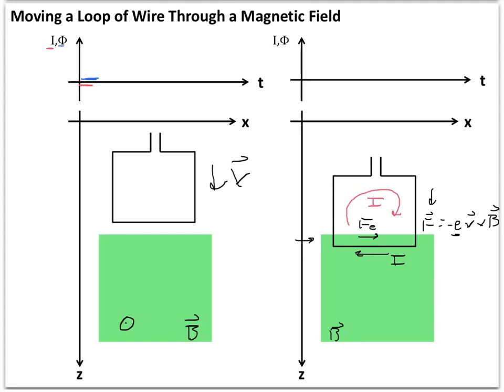So if we go ahead and plot the flux, we had 0 flux before we entered the loop, but now our flux begins to increase at a steady pace because our velocity essentially is constant, and so the area of the loop that intersects the magnetic field simply increases linearly. The current, on the other hand, turns on very suddenly.